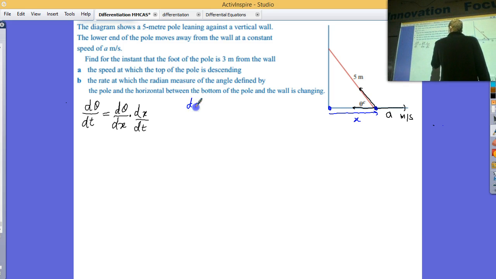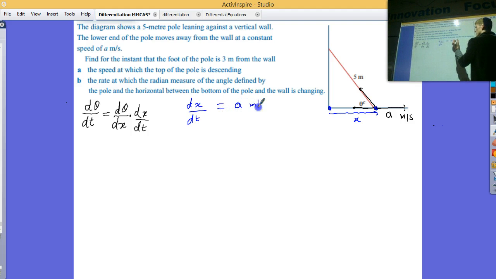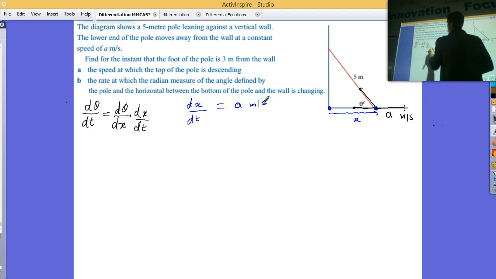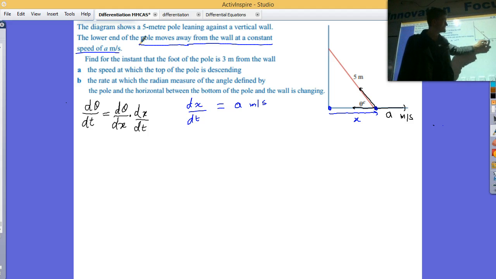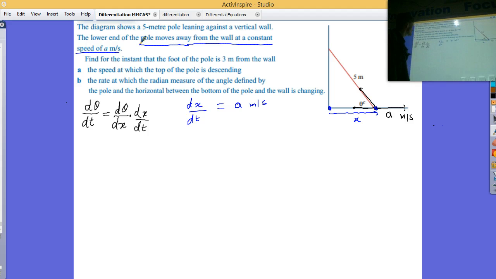We know what dx/dt is: the rate at which it moves away from the wall is a meters per second, given by this bit of information. The lower end of the pole moves away from the wall at a constant speed of a meters per second. So what is dθ/dx?